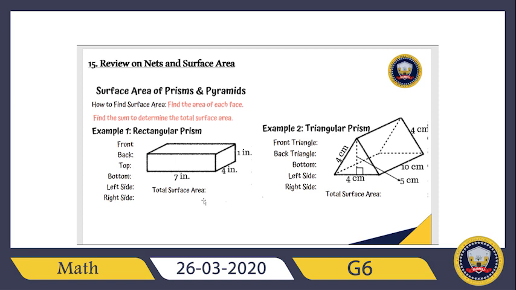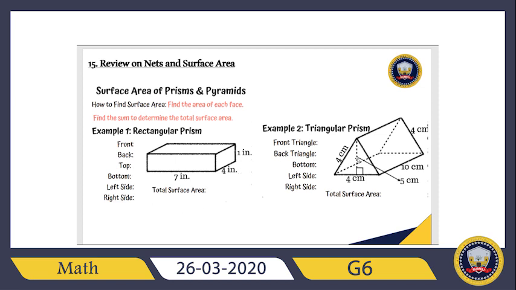So that's a quick way to do it. Without drawing all the nets and opening your shape, you can just imagine your shape and find the area for each face. Here I have 6 faces: 1, 2, 3, 4, 5, 6. Find their areas and add them all together. That will be your total surface area.